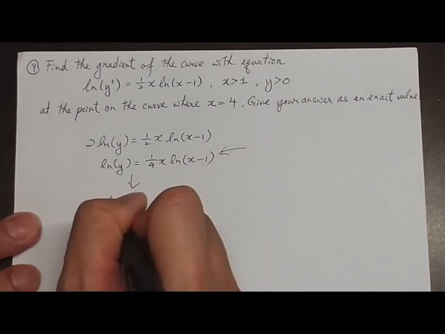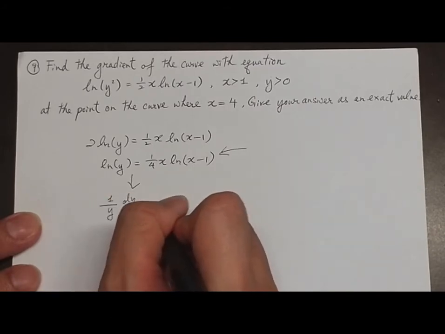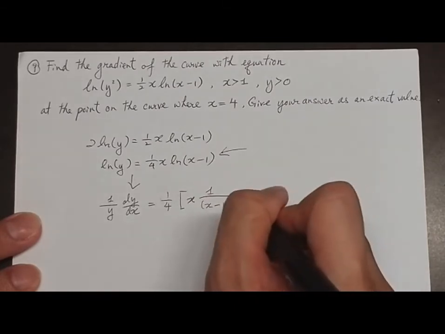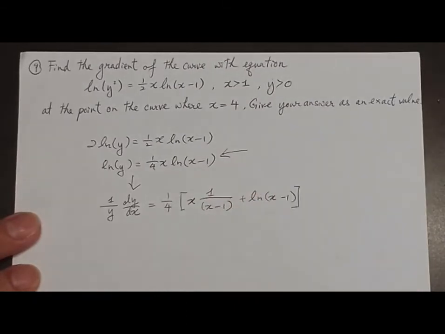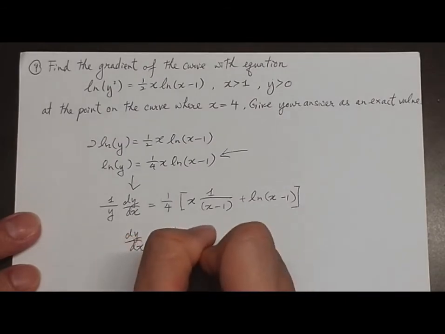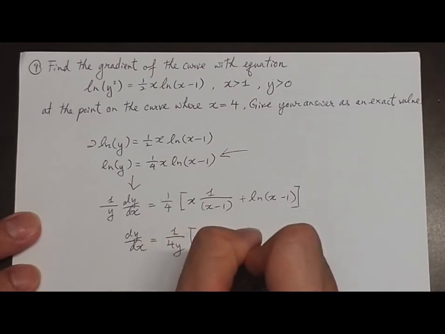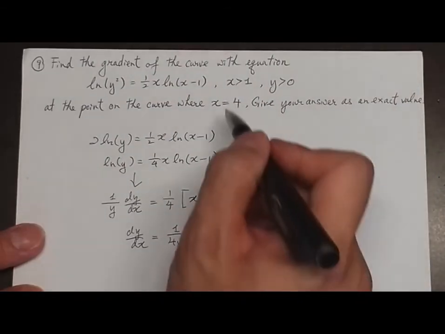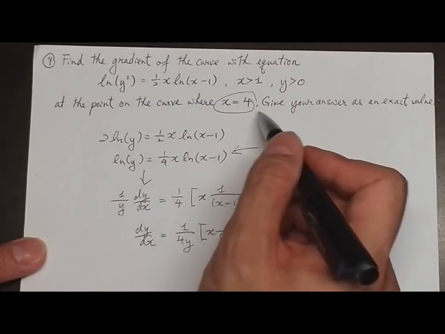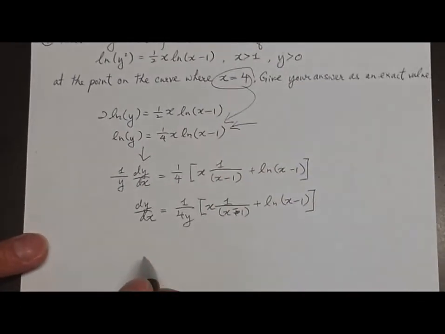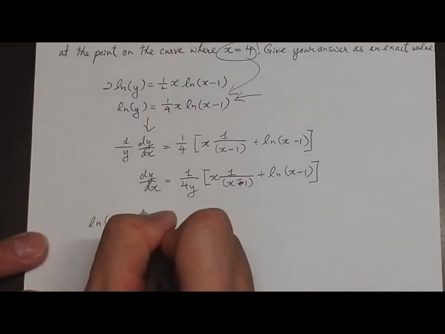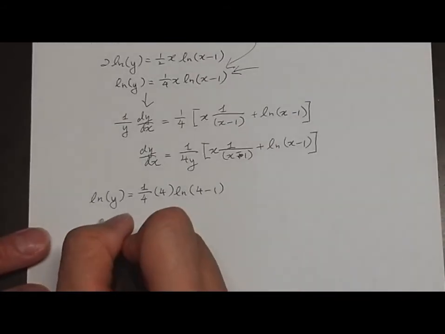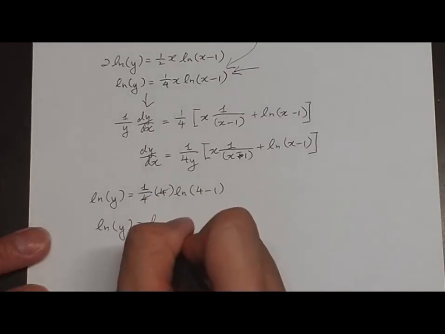We got 1 over y dy/dx equal to 1 over 4 times x multiplied by 1 over x, plus log x minus 1 here. So dy/dx is equal to 1 over 4y multiplied by x times 1 over x, plus log x minus 1. So when the point x is equal to 4, what is the value of y? So we substitute x equal to 4 into this equation here. So we got log y equal to 1 over 4 multiplied by 4 log 4 minus 1. So log y is equal to, this one cancels out, log 3.